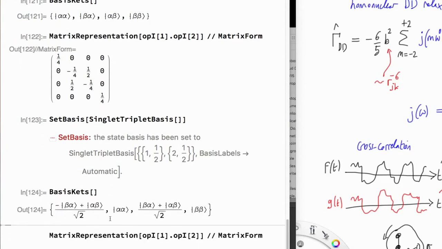That basis has a different set of kets. The first ket in the basis is called the singlet state, and it's given by alpha beta minus beta alpha, normalized by square root of 2. And then one has three states which are called parts of the triplet state. That's the usual alpha alpha and beta beta, and alpha beta plus beta alpha, normalized.